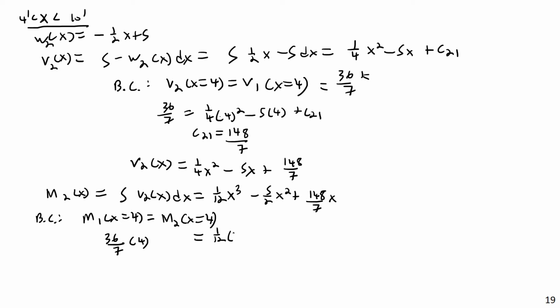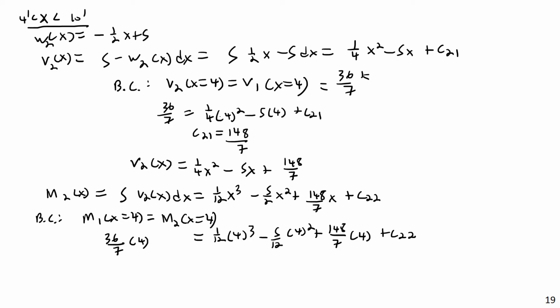is equal to 1/12 times 4 to the third minus 5/2, oh, and of course I'm going to have my constant, which I would call C22, the second constant of integration in region 2. 5/12 times 4 squared plus 148, and I'm just going to throw this in my calculator and let it chug on the fraction, times 4 plus C22. So 4 to the third divided by 12, and then minus 5 times 4 squared divided by 12.